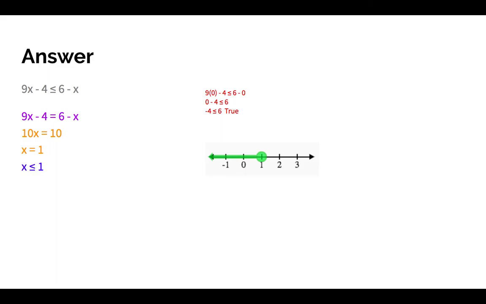So I changed to equals, then I added 1x to both sides and added 4 to both sides. That's where 10x and 10 came from. Then I divided by 10 and got 1. So I put 1 on my number line, solid because it said less than or equal to in the original problem. And then I tested 0 in the original problem, and it was true. So I was shading that left side where 0 lives. And then I wrote the final inequality that goes with that, x less than or equal to 1.